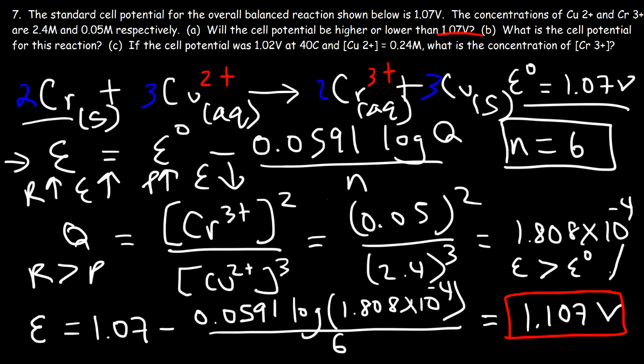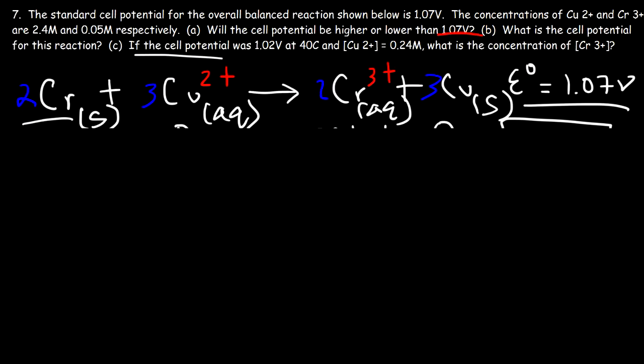So now that we have the answer to part B, let's move on to part C. But first, let's get rid of some stuff. If the cell potential was 1.02 at 40 degrees Celsius, and the concentration of copper 2 plus is 0.24, what is the concentration of chromium 3 plus?